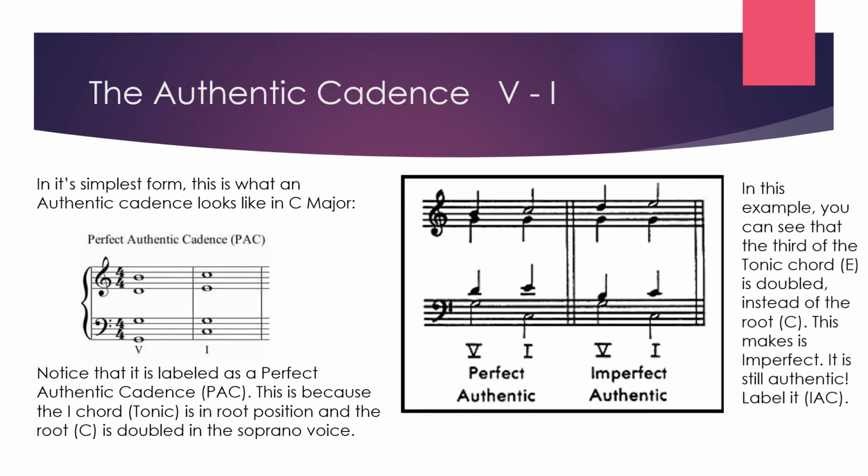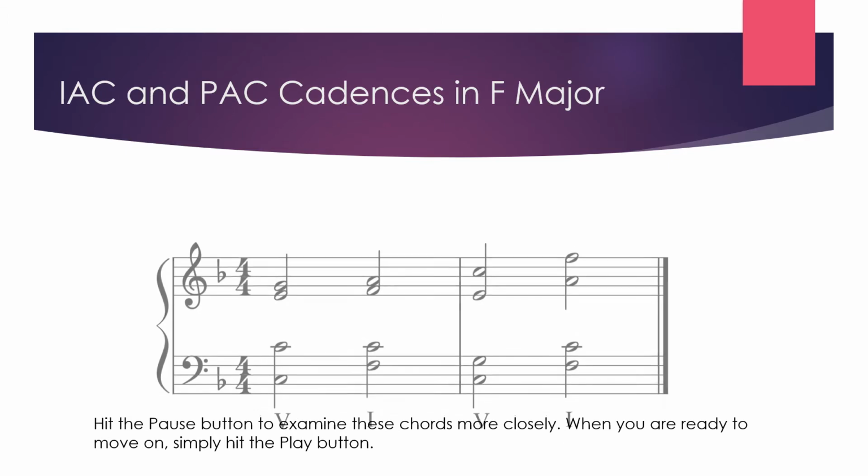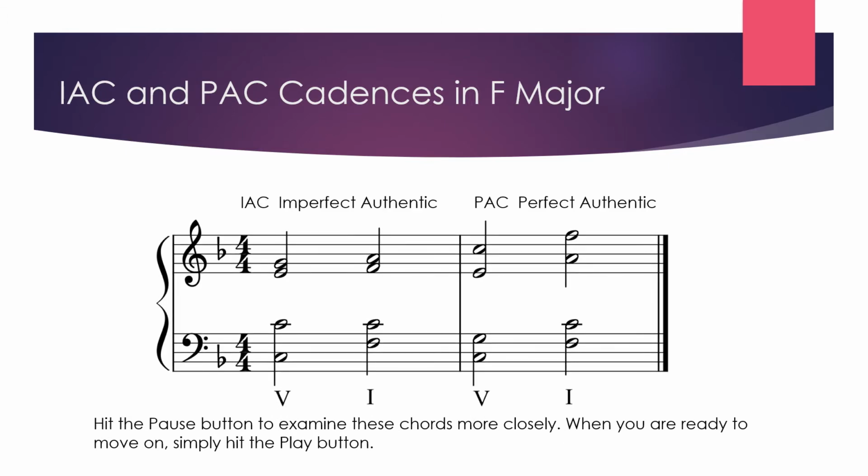In this example, you can see that the third of the tonic chord, E, is doubled instead of the root, C. This makes it imperfect. It is still authentic. Label it IAC. Hit the pause button to examine these chords more closely. When you are ready to move on, simply hit the play button.